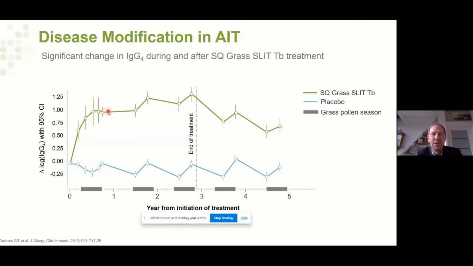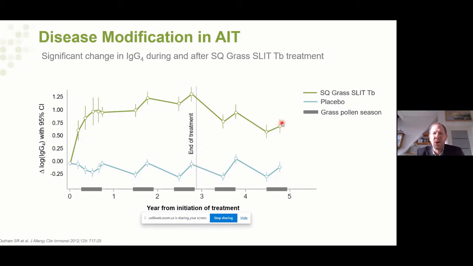And then if you continue the treatment, this antibody level still increases a little bit. And then if you stop the treatment, then the antibodies are still significantly superior compared to a placebo-treated group. This means, yes, we can induce blocking antibodies in the immune system that protect the immune system from the allergens. And if we stop the treatment, this effect will persist.